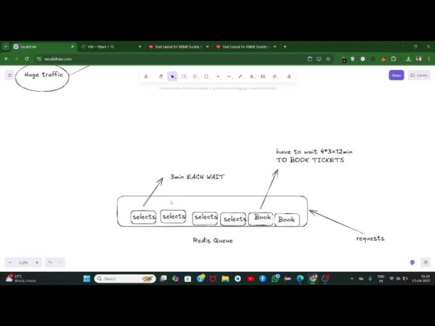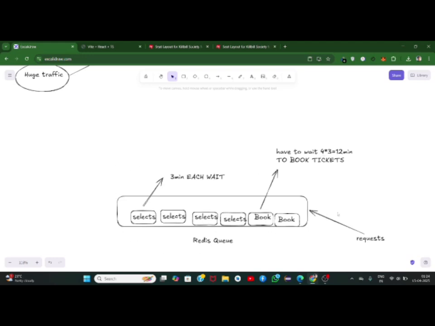Because of the time variance, the first customer is served first, right? When he selects the seat, the system locks the seat for 3 minutes. Same for the second one, same for the third one, same for the fourth one. So the moment it reaches the fifth one, the fifth customer has to wait for 4 into 3, that is 12 minutes, 3 minutes per customer ahead of him. So the fifth customer, who has the intention of booking the seats, has to wait 12 minutes extra because of this optimistic locking exception, right?